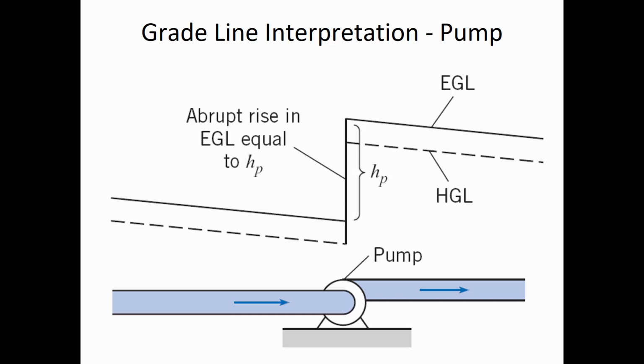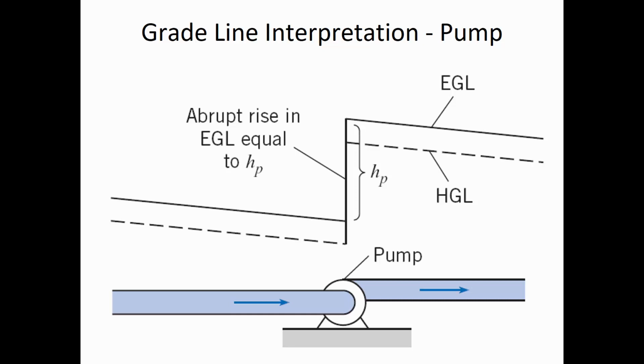The other feature to be aware of here is that the gap between them is dependent on the velocity. If the water is going slowly through the pipe, then these two lines would be closer together because the velocity head would be minor. But the faster the water is moving, the bigger the gap is between the EGL and the HGL.